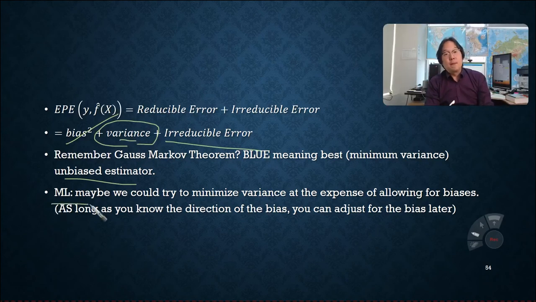But in machine learning, we say let's get realistic here. You cannot achieve both unbiasedness and minimum variance. So maybe we could just let the bias go, and then variance, we can reduce somehow. That's one approach we're going to take here.